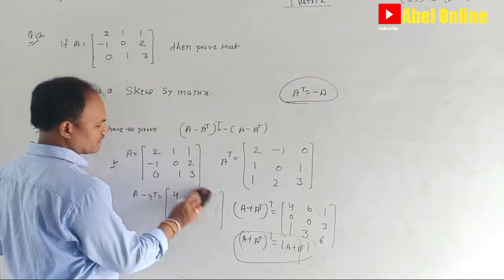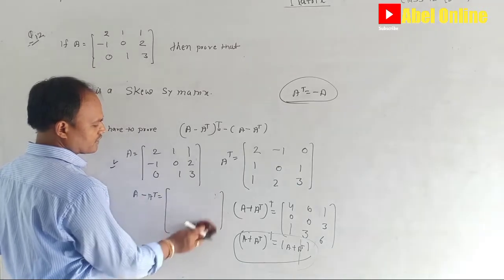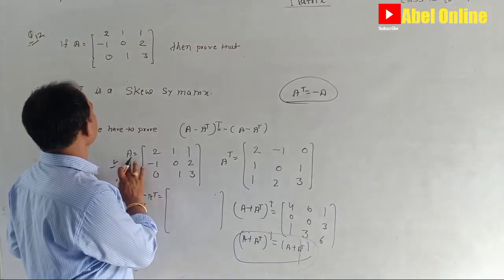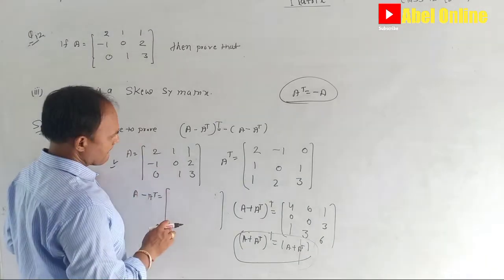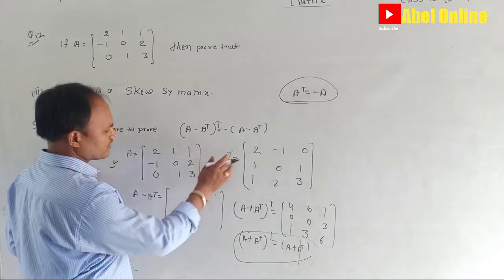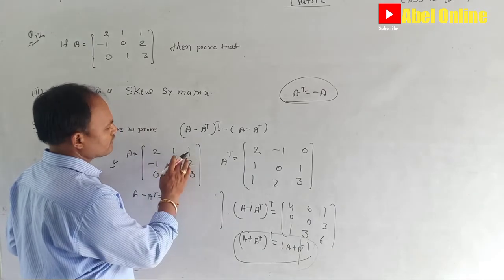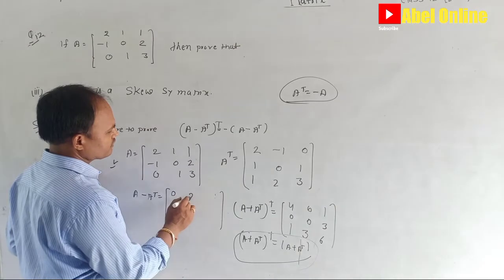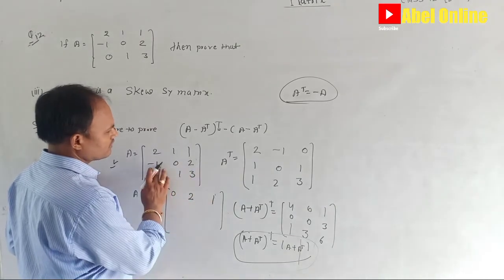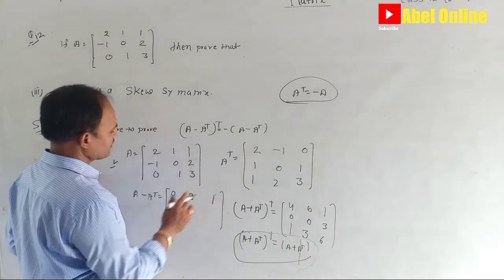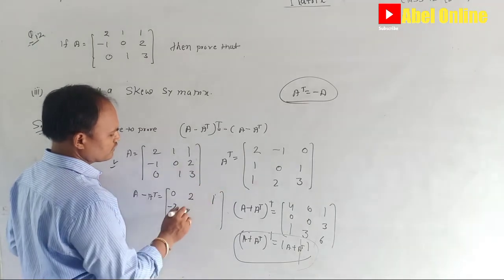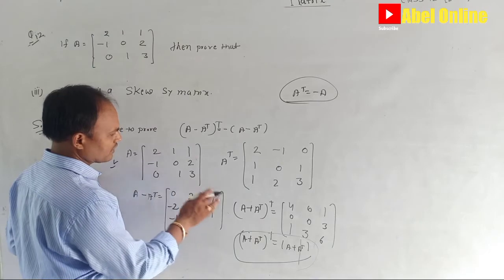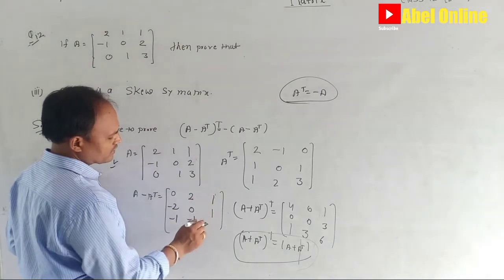When we are saying A minus A transpose, it means 2 minus 2 is 0, 1 minus 1 is... 1 minus, it is 2, 2 minus 1 is 1, minus 1 minus 2, 0 minus 0 is 0, 2 minus 1 is 1, 0 minus 1 is minus 1, 1 minus 2 means minus 1, 3 minus 3 is 0.